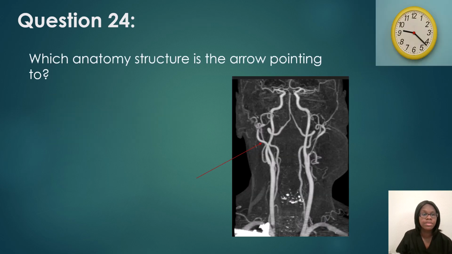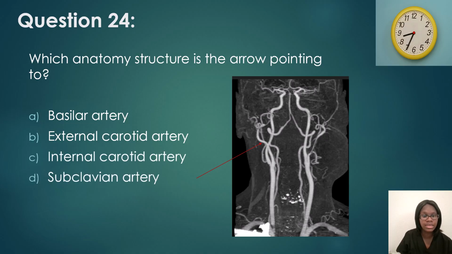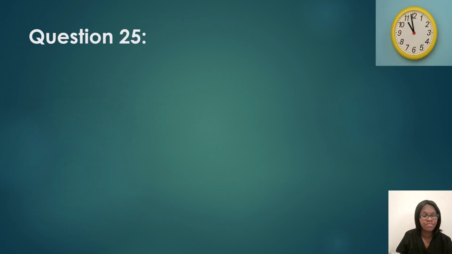Question 24. Which anatomy structure is the arrow pointing to? A, basilar artery, B, external carotid artery, C, internal carotid artery, D, subclavian artery. All right, the correct answer is B, external carotid artery.